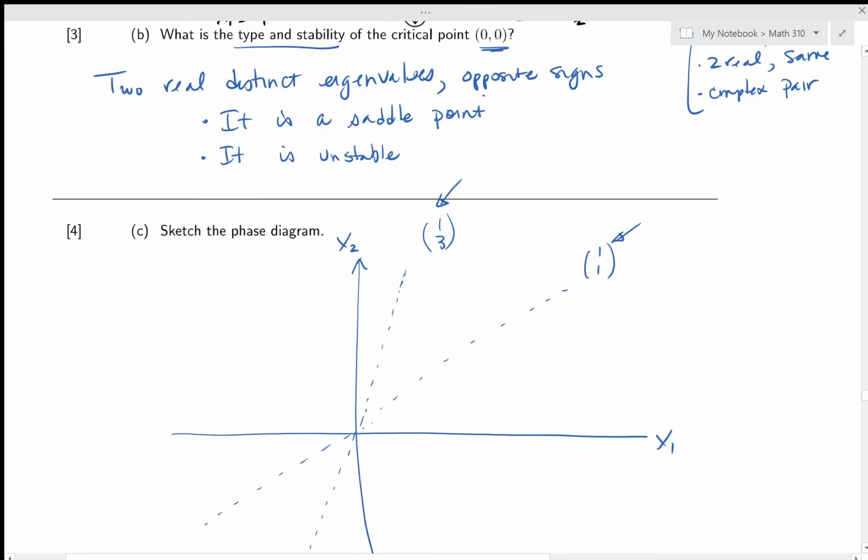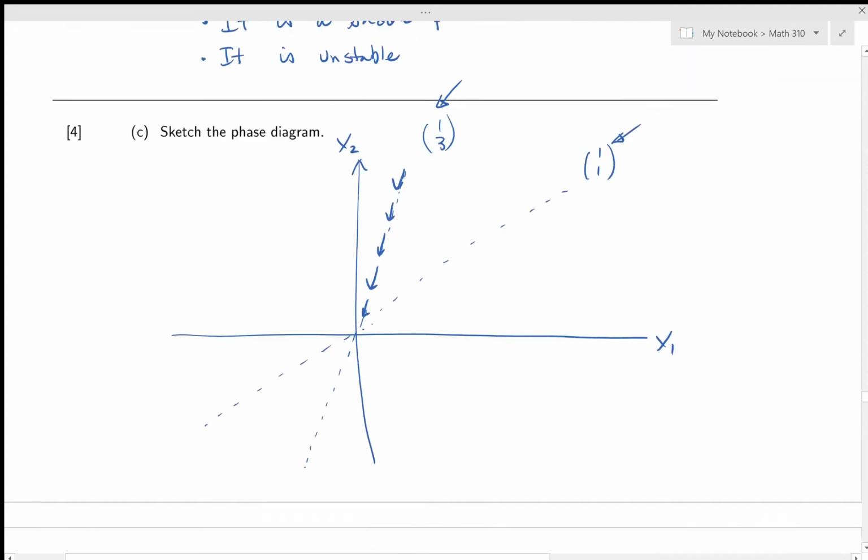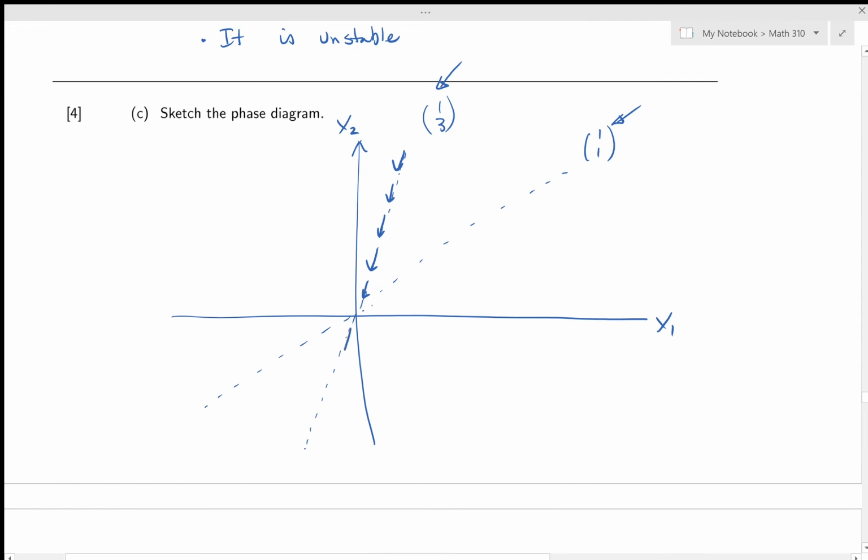Okay, so I have my arrows like that here. That's for positive values of t, and then for negative values of t, of course the opposite thing happens because it's an exponential. Similarly here, for positive values of t, I am increasing like that, and for negative values of t, I am decreasing like that.